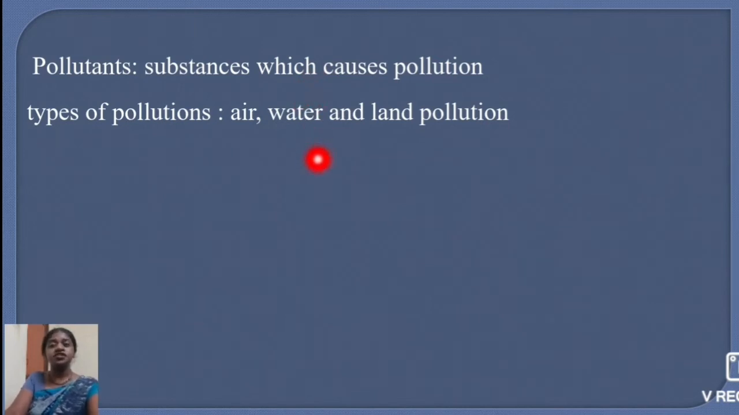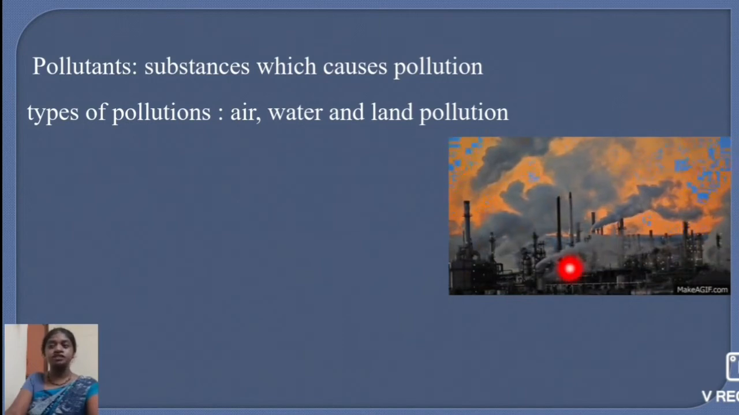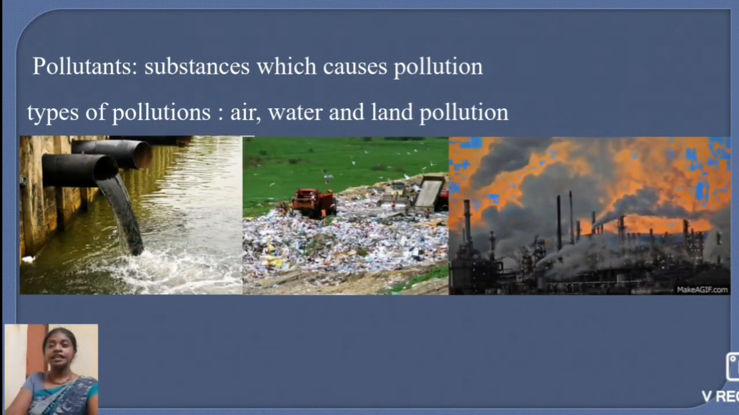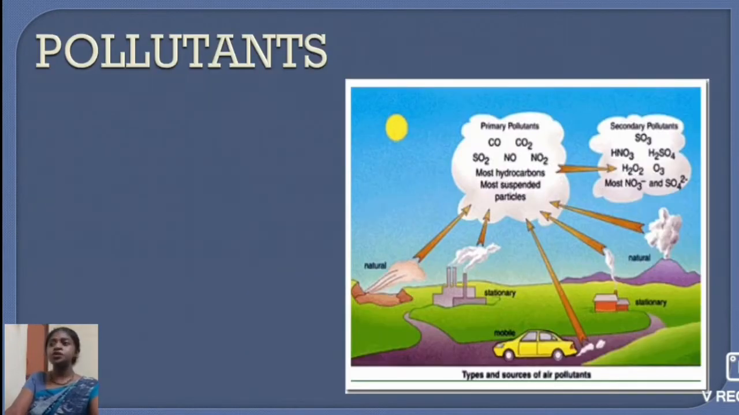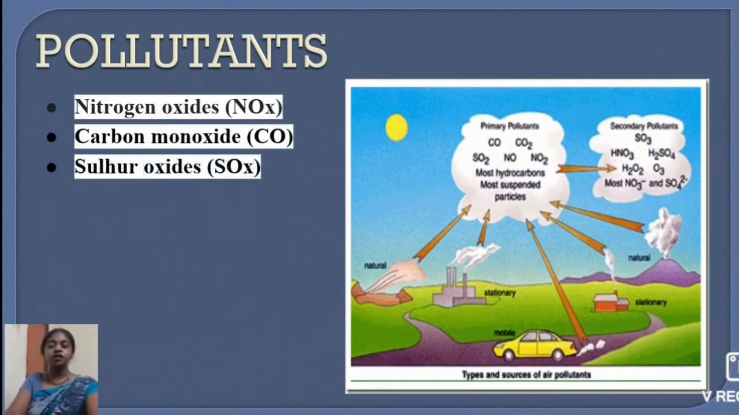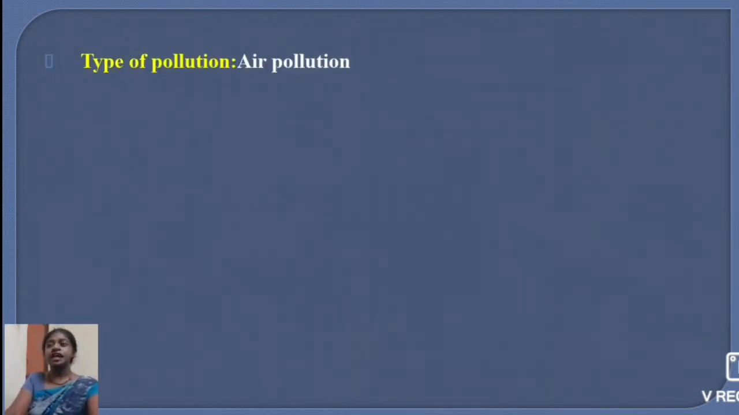Generally there are three types of pollution: air pollution, water pollution and land pollution. Examples of chemical pollutants are nitrogen oxides, carbon monoxide, sulfur oxide and chlorofluorocarbons. The first type of pollution is air pollution.